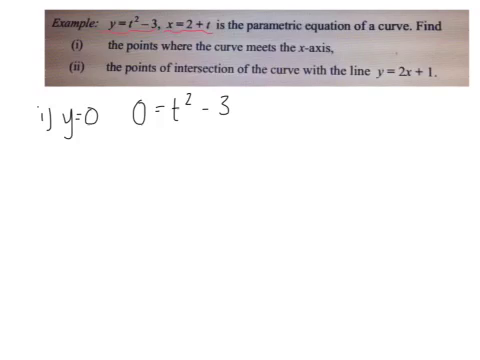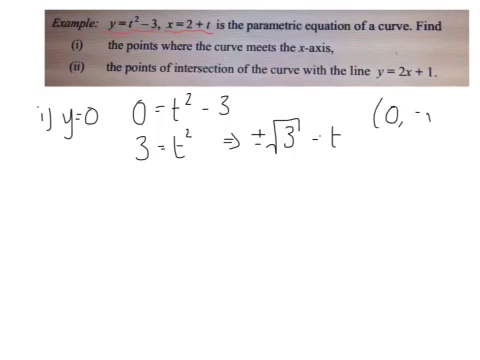So we know we're actually going to find values of t at this point, and that's fine. We know that t squared is equal to 3, so t must be plus or minus root 3. So the points where the curve meets the x-axis are (0, minus root 3) and (0, plus root 3). Those are the 2 points where that curve meets the x-axis.